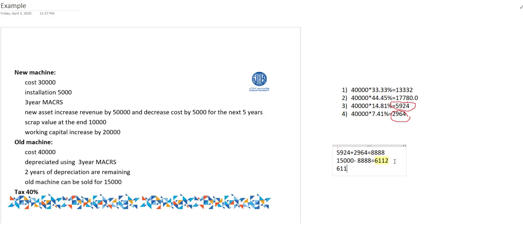6,112. Now it is multiplied to what is the tax rate? Tax rate 40%. So you have to pay 40% of this one for the government.